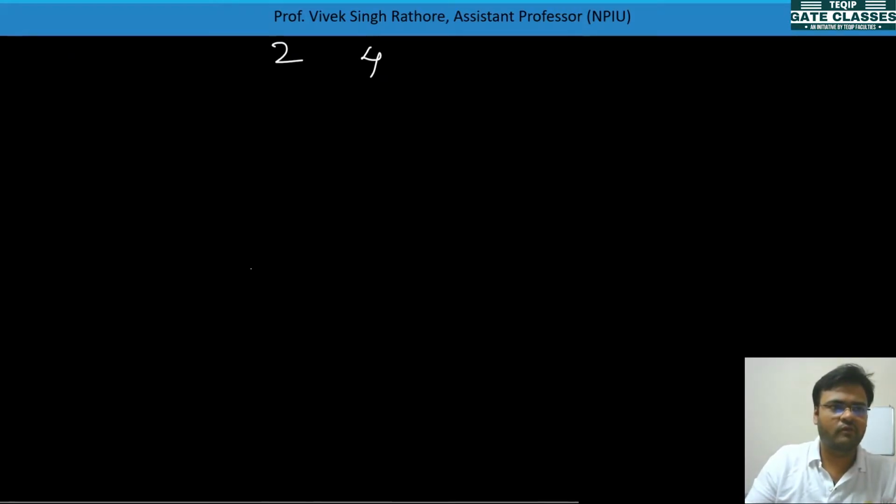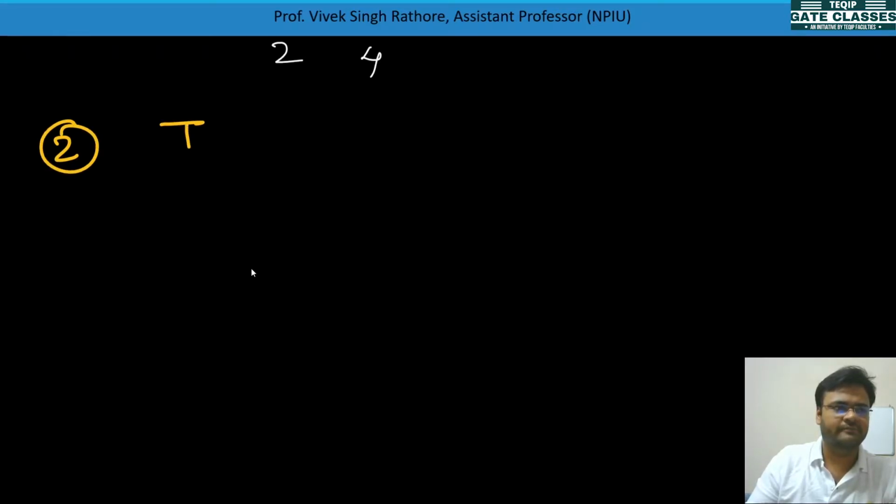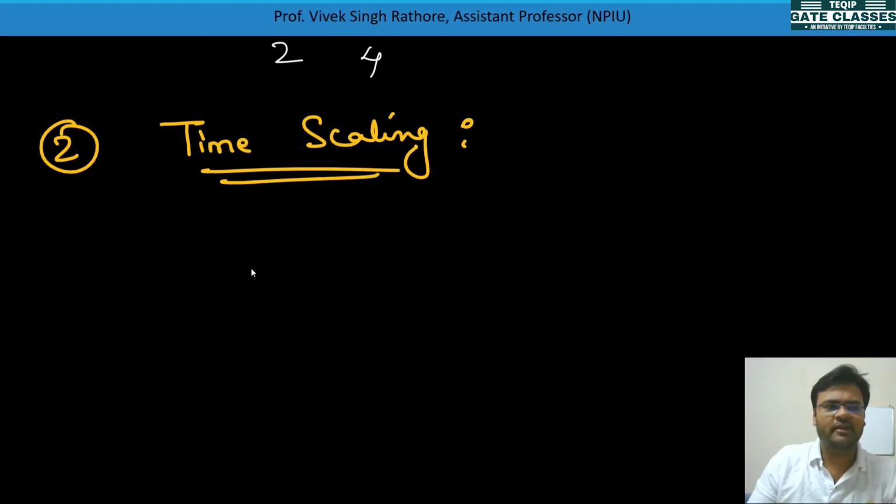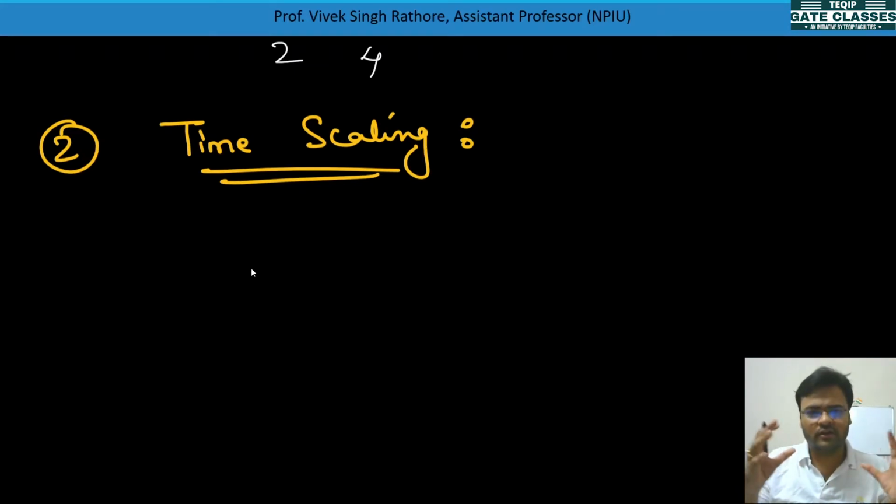Now we'll move on to the second portion, which is the time scaling property. Time scaling means we are going to scale the signal. Scale means in Hindi खींचना or दबाना, stretching or compressing. We need to change the time domain. That is actually called scaling.